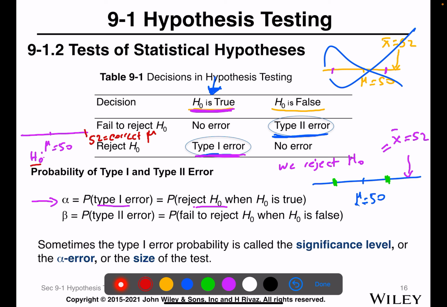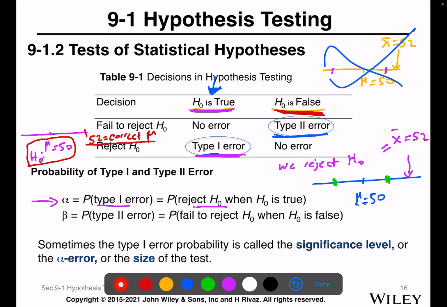Right? So our null hypothesis says that mu is 50, but our correct mu is actually 52, meaning that our correct mu is actually not 50, right? So this means that the null hypothesis is false, because the null hypothesis states that mu is 50, but our mu is actually 52, a larger number, right?